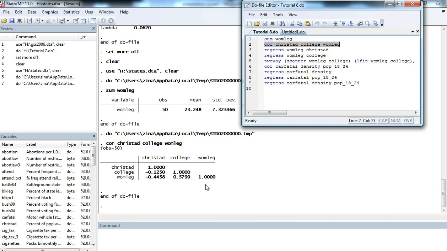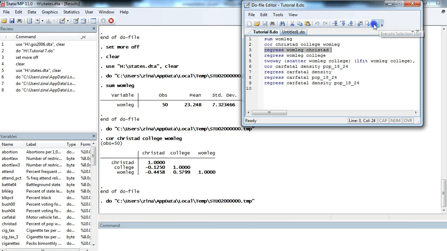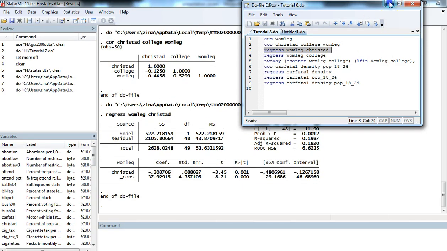Now remember though, correlation analysis is agnostic to the question of which variable is the cause and which variable is the effect. So, does an increase in the percentage of college graduates increase the percentage of female legislators, or do increasing percentages of women in legislatures somehow cause states to have higher percentages of college graduates? We need to think about that. Either way, however, the correlation analysis reports the same measure of association, a Pearson R of 0.58. What we can do then is turn to regression, which is a more powerful analysis tool than correlation. Let us run regress wum-leg, which is the dependent variable, followed by Christad, which is the independent variable, Christian adherents.